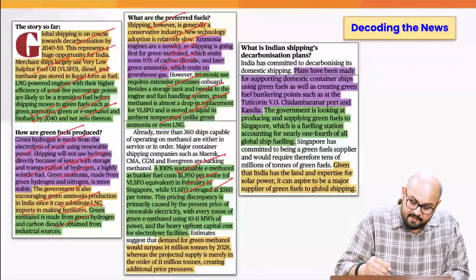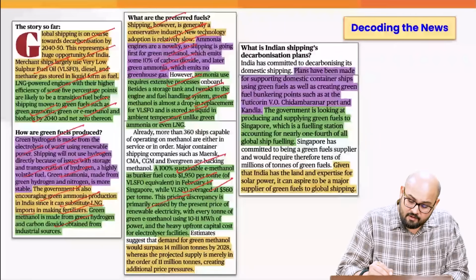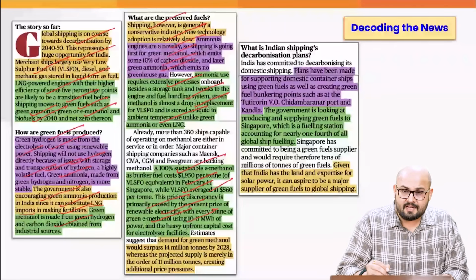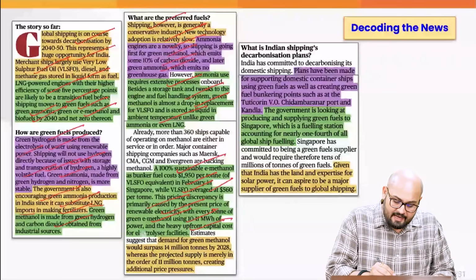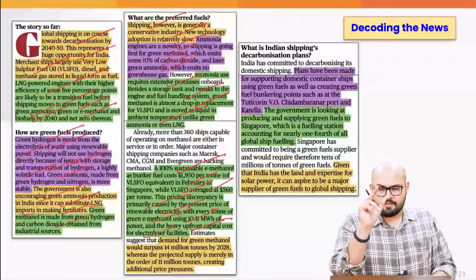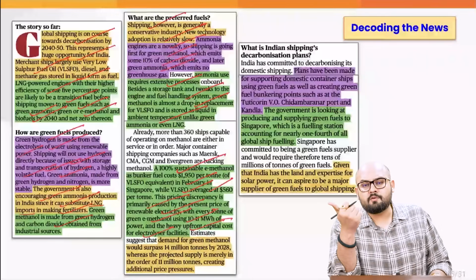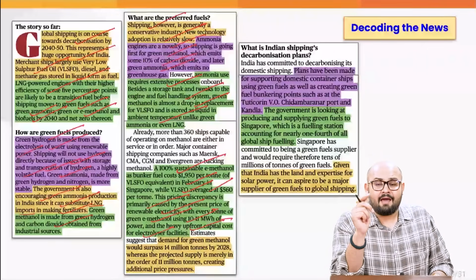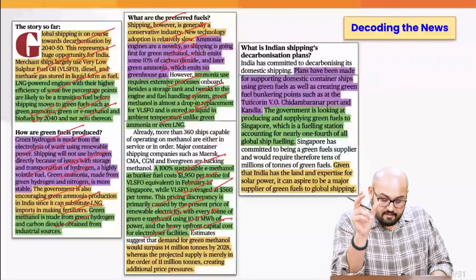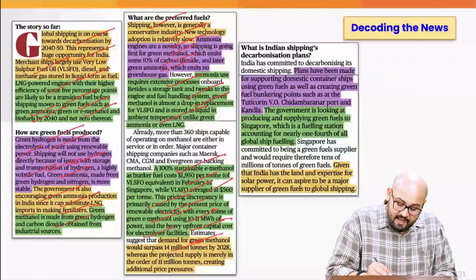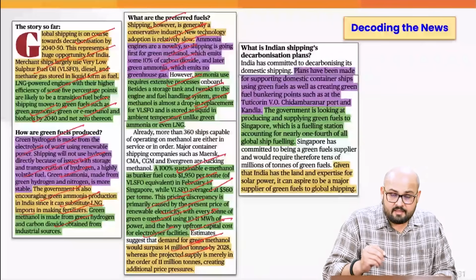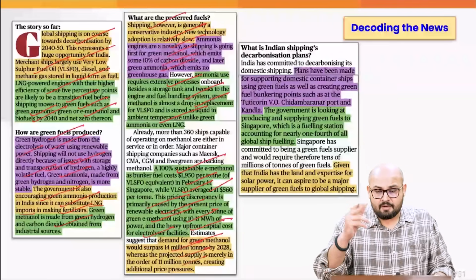This pricing discrepancy is primarily caused by the present price of renewable electricity, with every ton of green e-methanol using almost 10 to 11 megawatt hours of power, and the heavy upfront capital cost for electrolyzer facilities. These are the two primary reasons. First, the electricity which you are using, the renewable energy, is costing more, and the electrolyzers, again, are cost intensive. This suggests the demand for green methanol would surpass 14 million tons by 2028, whereas the projected supply is merely in the order of 11 million tons, creating additional price pressures.